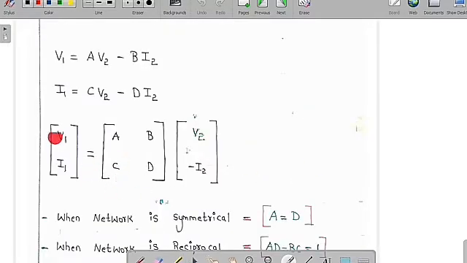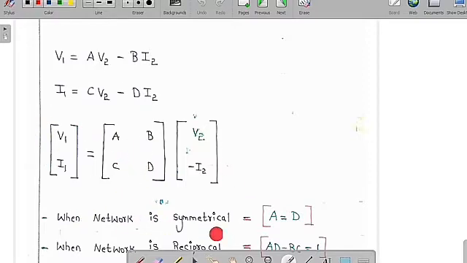So we are going to get V1, I1, V2, minus I2, and A, B, C, D. This we are going to call the ABCD matrix, and it is going to represent in this way. If you expand this into equations, we get V1 is equal to A V2 minus B I2, whereas I1 is equal to C V2 minus D I2. So this is V1, I1, V2, minus I2, A B C D.